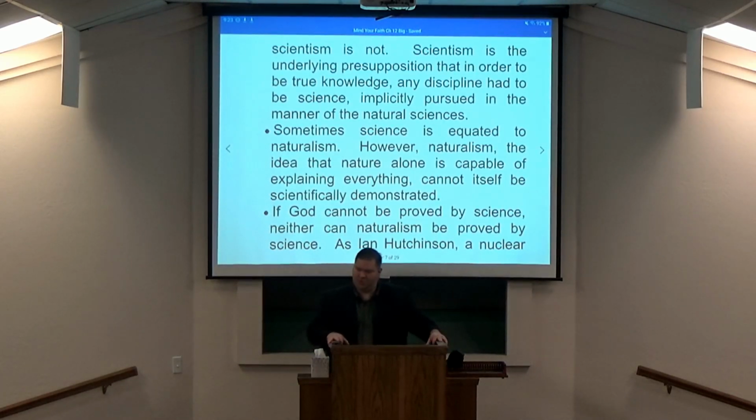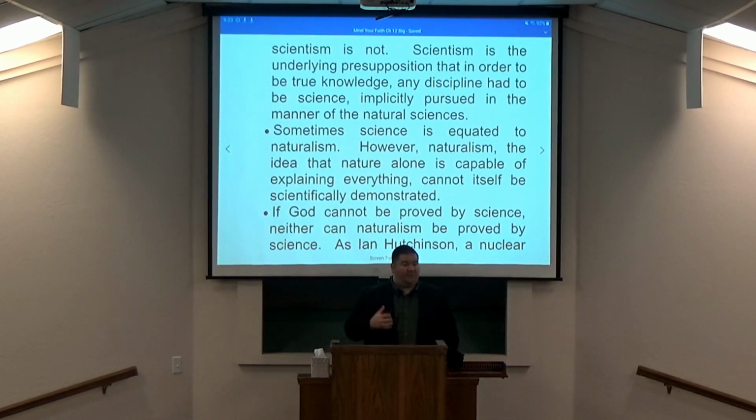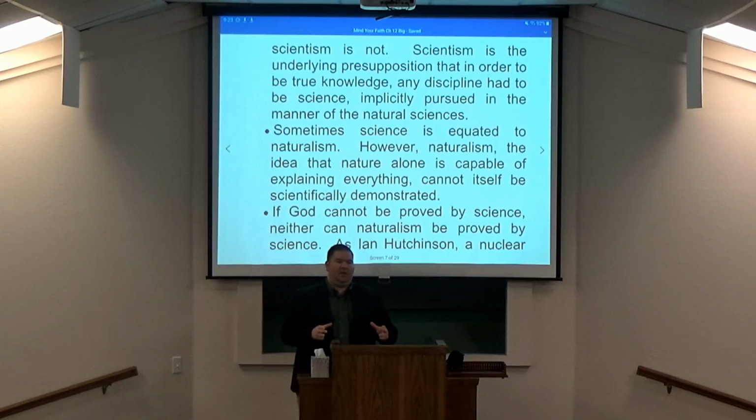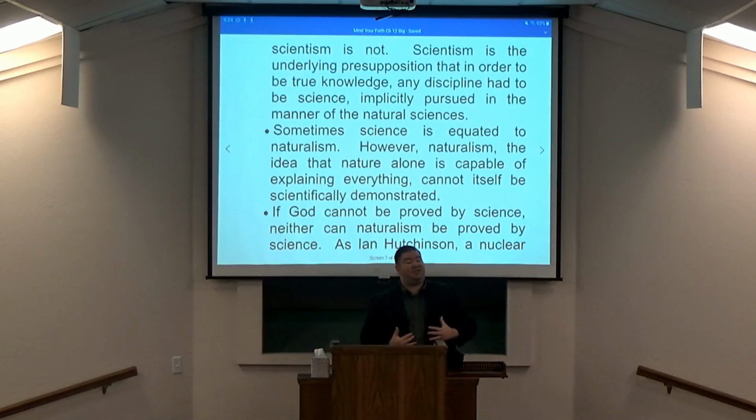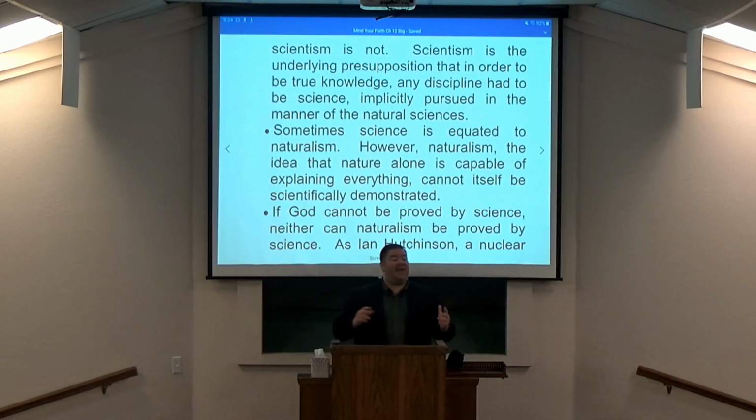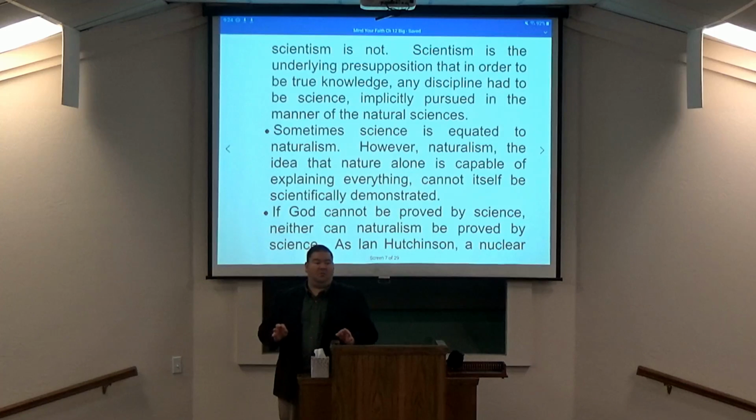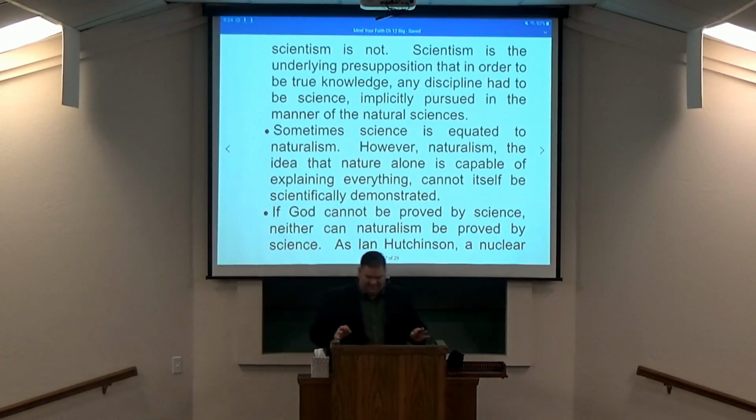Sometimes science is equated to naturalism. However, naturalism, the idea that nature alone is capable of explaining everything, cannot itself be scientifically demonstrated. And I love how Dewey is pointing out within the confines of our definitions of both a hypothesis and a theory, that it revolves around the ability to test and show that this is true. You can repeat it and show it to be true. Whereas naturalism, the basis that nature alone has created everything, you can't prove that. You can extrapolate an interpretation from the given set of facts, but you can't prove that. Just like I believe that God created everything, but can I prove that scientifically? No. Neither can I disprove that God has created everything. If God cannot be proved by science, neither can naturalism be proved by science.